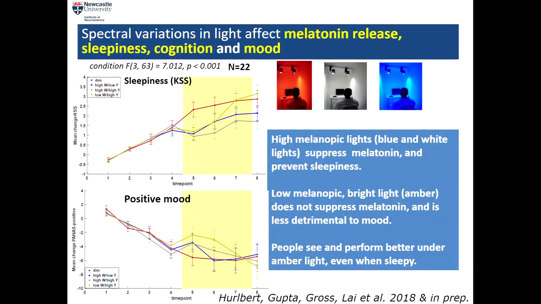So the take-home message from this, and I'm not going into the experimental details, and I apologize for zooming through it, is that at night, if you want to see and perform better and not affect your natural sleepiness, use amber light, not bright blue-enriched white light or blue light alone.